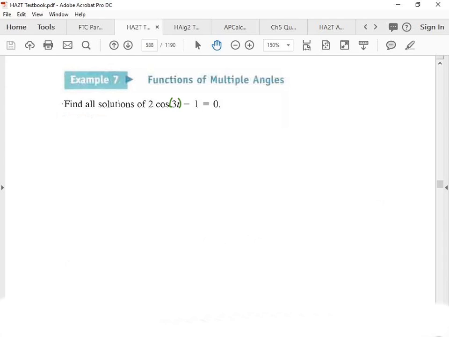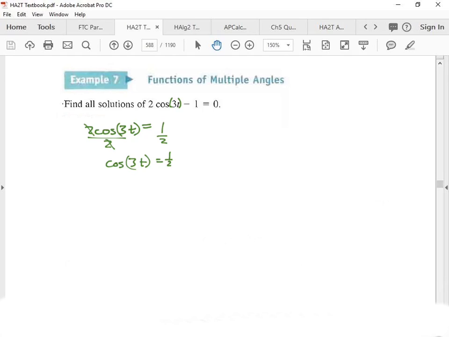So here we go. I'm gonna move the 1 over to the other side. And then divide both sides by 2. So that goes away. So now I have cosine 3t equals 1/2.